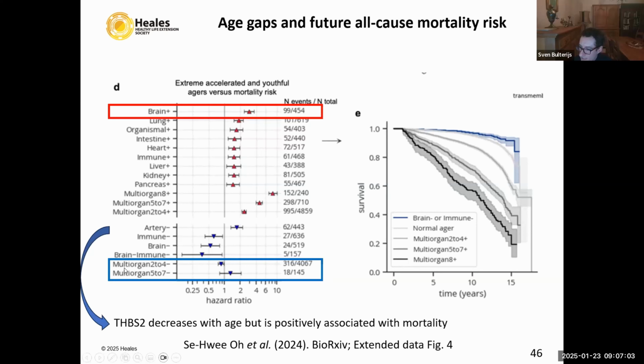Here, what is interesting also is that people who have younger ages in multiple organs do not seem to have a decrease in all-cause mortality, which is surprising.